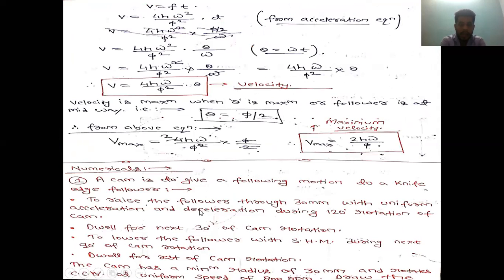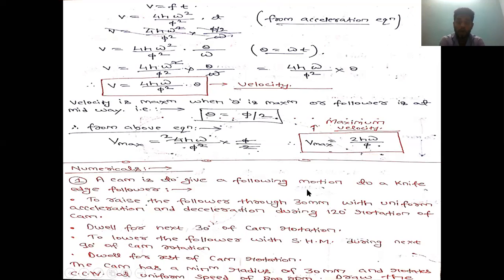Let us solve. Read the problem. A cam is to give a following motion to a knife edge follower to raise the follower through 30 mm with uniform acceleration and deceleration. What is this 30 mm? It is the follower height, h. This happens during 120-degree rotation of the cam. What is this 120 degree? It is the angle of ascent, phi A. Raising means ascent, so the angle of ascent phi A is 120 degree.